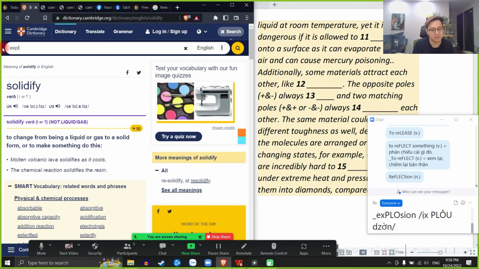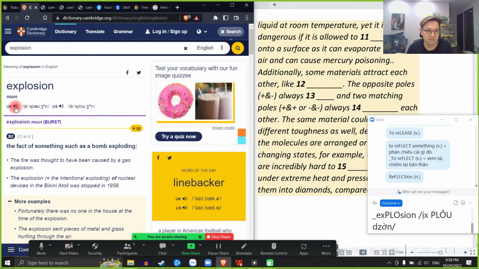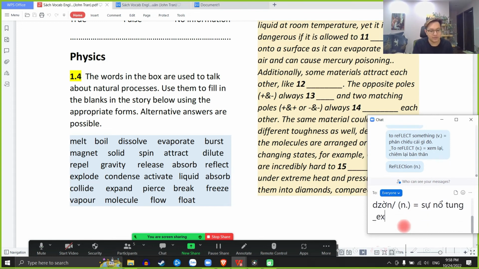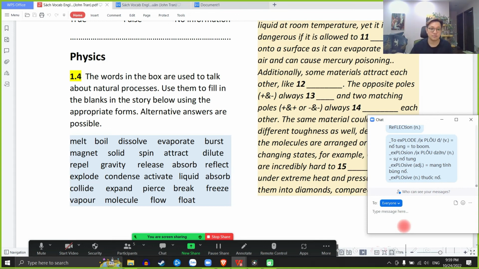Explosion. Sự nổ tung. So, explosion. We have another word, explosive. Explosive mang tính bùng nổ. But explosive also has another meaning. Chất nổ. Thuốc nổ. Explosive.